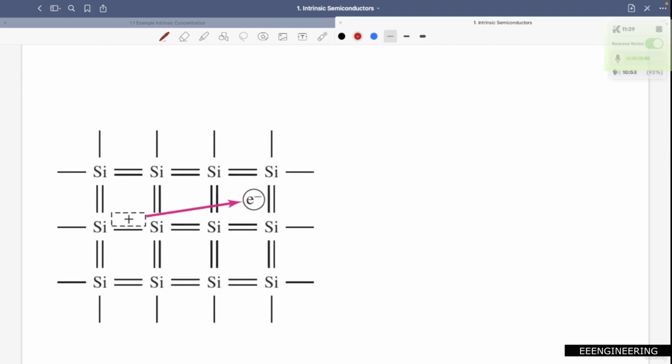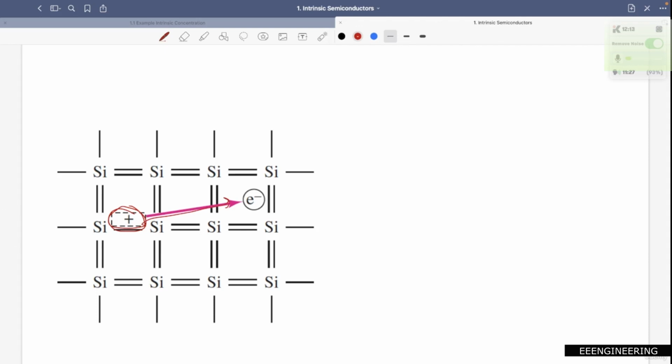If temperature increases, the valence electrons may gain thermal energy, and this energy may break the covalent bond so that the electron might move away from its original position, just like the figure that we have here. Originally the electron was placed here. Since it gains some thermal energy, it is able to break free of the covalent bond, and then it moves somewhere random. It doesn't matter.